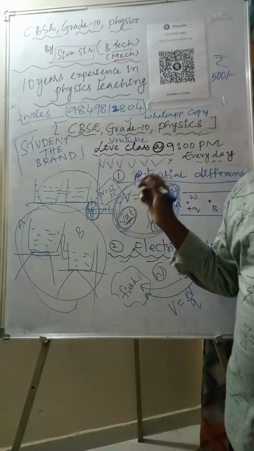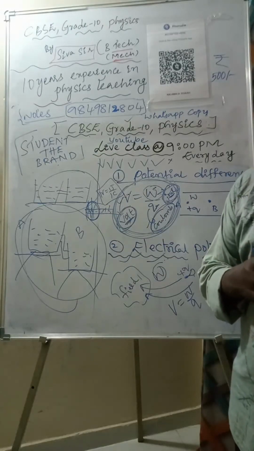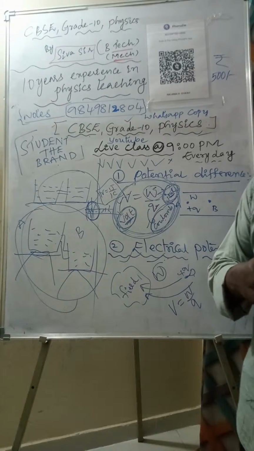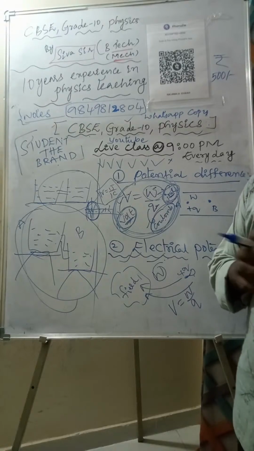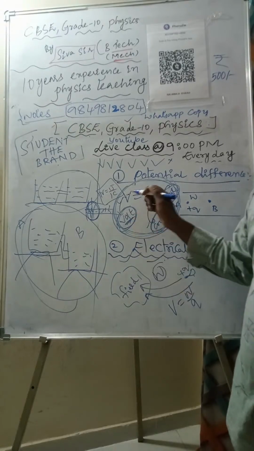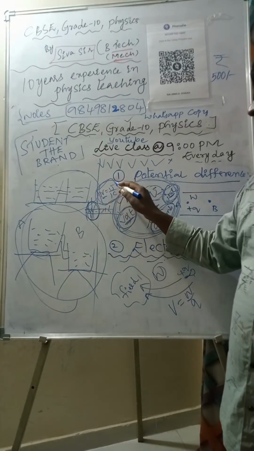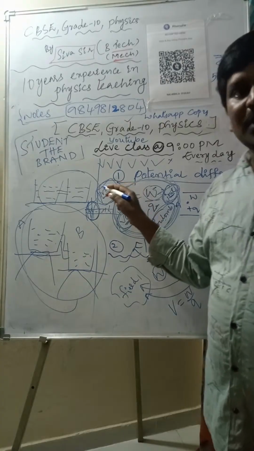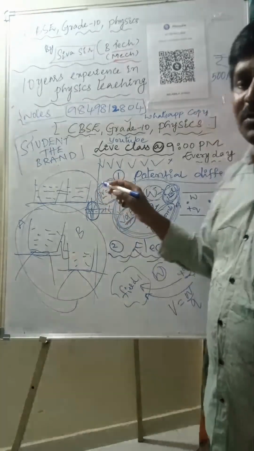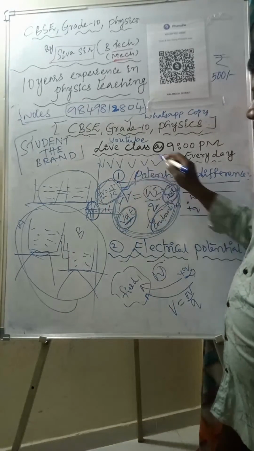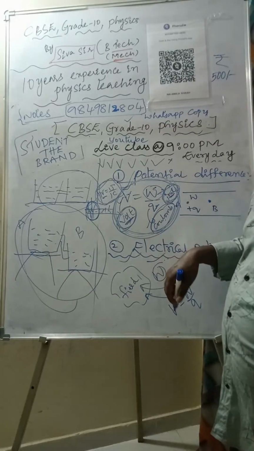They will ask, define the SI unit of potential difference. So if they ask to define the SI unit of potential difference, 1 volt equal to 1 joule per 1 coulomb. Very, very important point on the potential difference and the electrical potential.